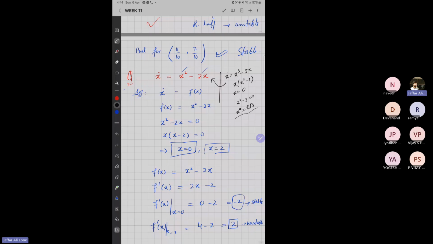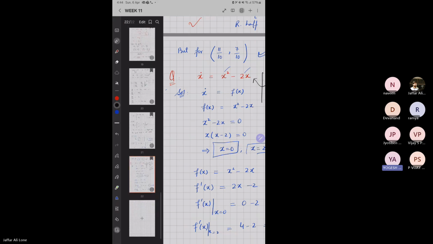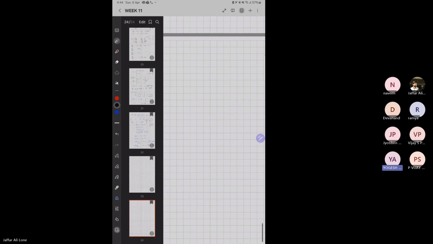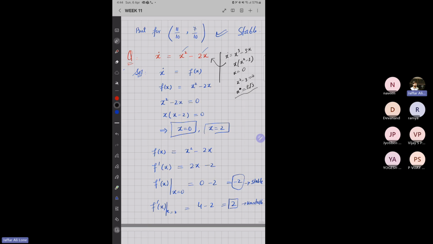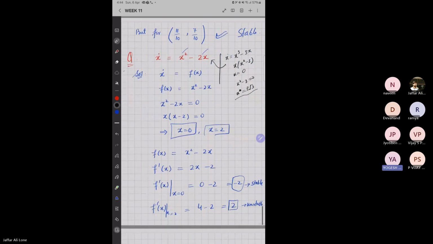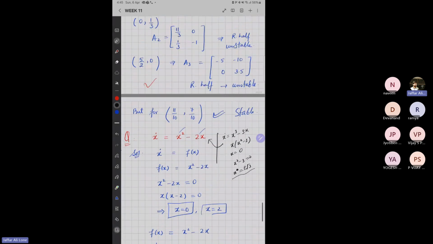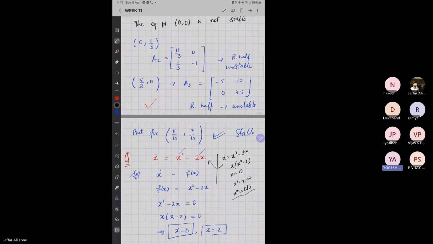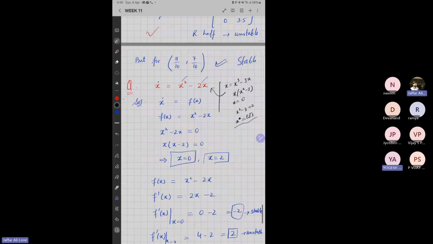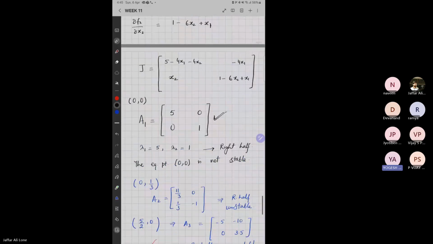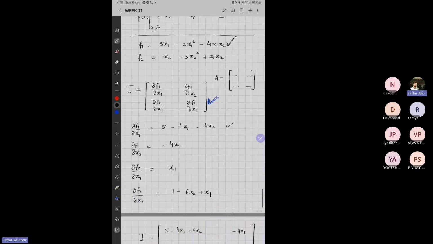So does anybody have any doubt until here? There is no shortcut to calculation for this. Where do you need a shortcut? In the calculation of eigenvalues, in the calculation of equilibrium points, or in order to check the stability? Yeah, for stability, you can directly see.